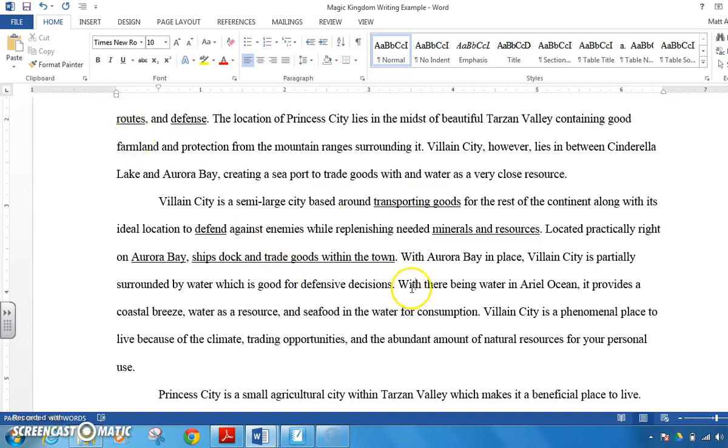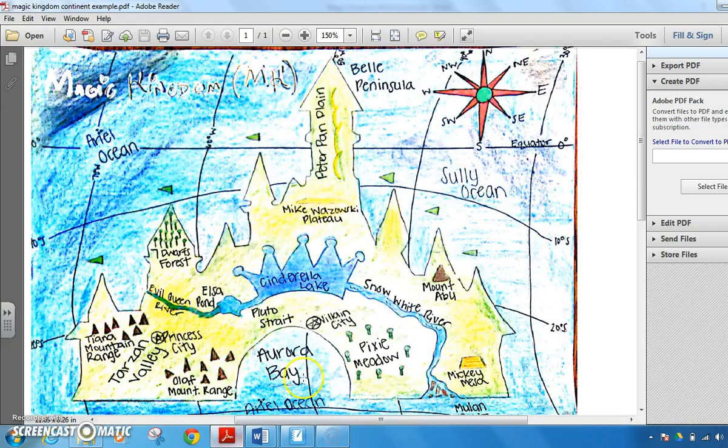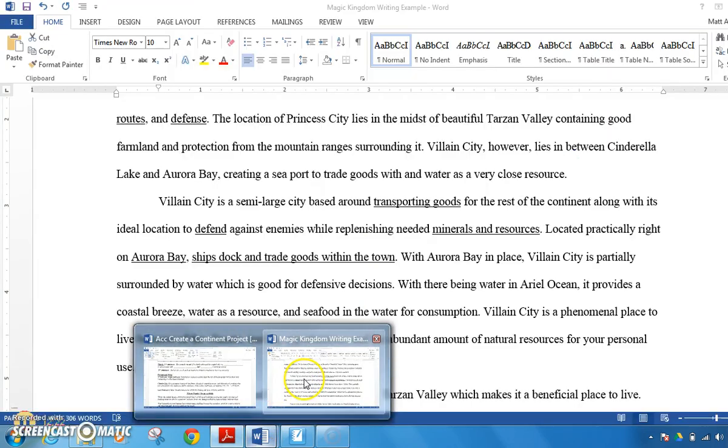Fantastic. With defense, and then finally, with there being water and Aerial Ocean, there's your proper noun. It provides a coastal breeze, water as a resource, and seafood in the water for consumption. Excellent. That's your last elaboration. And again, that all matches up with what you've got here with Aerial Ocean. So I can use my continent and the proper nouns there and be able to explain them to relate back.